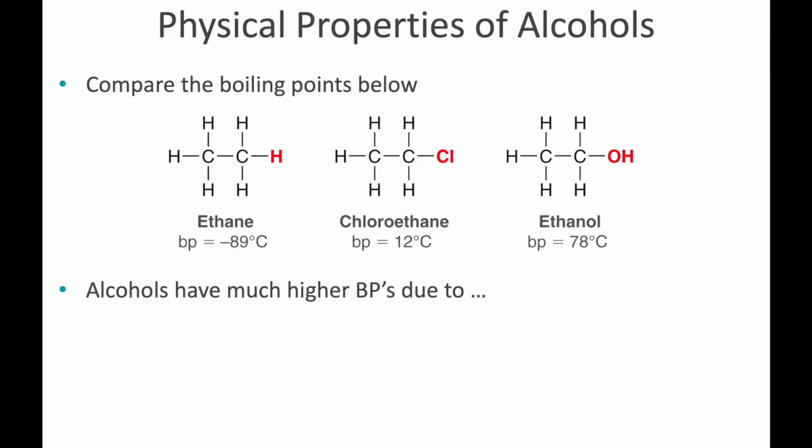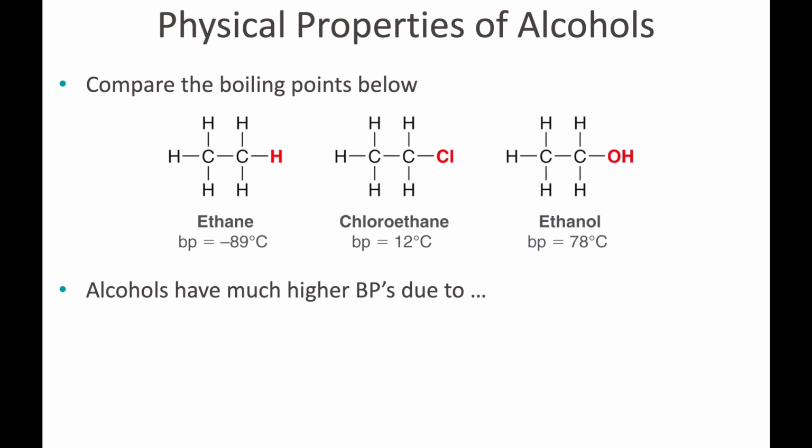Now let's talk about some physical properties of alcohols. Specifically, we'll be highlighting boiling point and this idea that might be new to you called miscibility. Let's first start with boiling point by looking at these 3 molecules: ethane, chloroethane, and ethanol. Ethane has a very low boiling point.